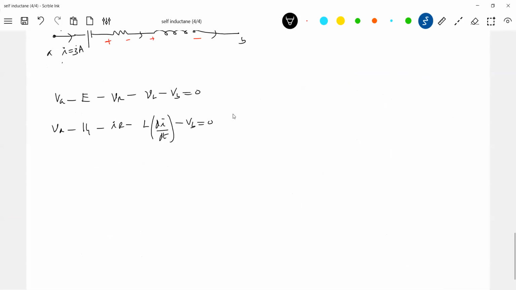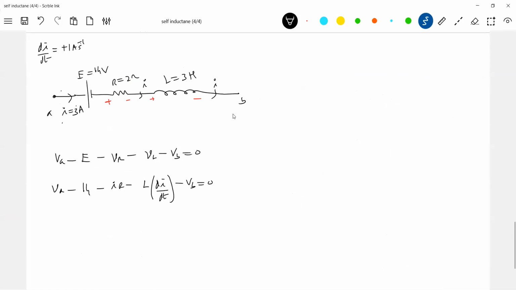Is the current increasing or decreasing? It is increasing with time. You can see di by dt is plus 1 ampere per second. So let me substitute with sign here. VA minus I into R, what is the current? 3 into 2, and the value of this is plus 1. Sign is very important. If the current across the branch is increasing, di by dt is positive. So what is the drop across the inductor? L into di by dt. So let's solve this. This will be VAB equal to 20 minus 3, 17.